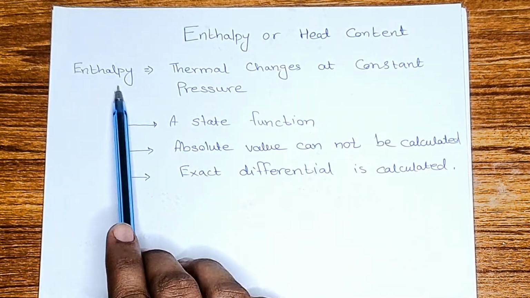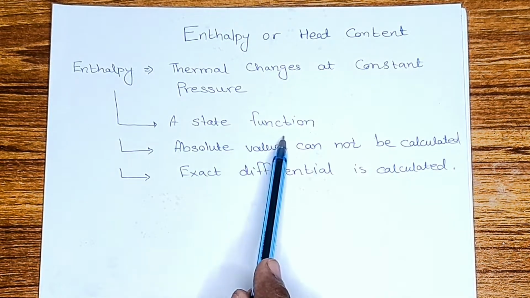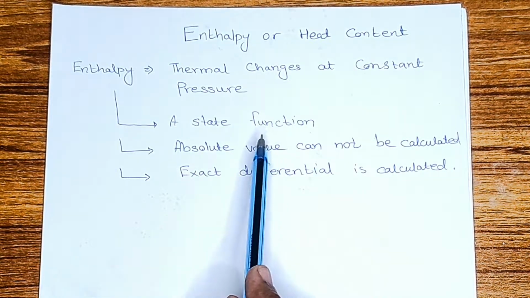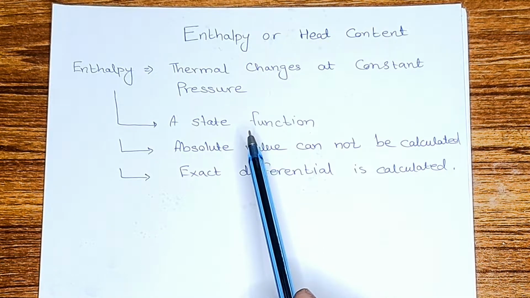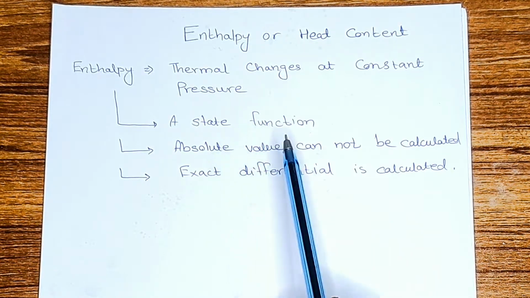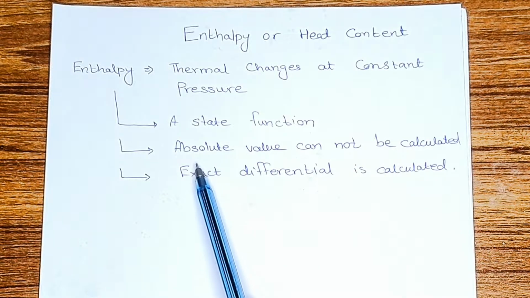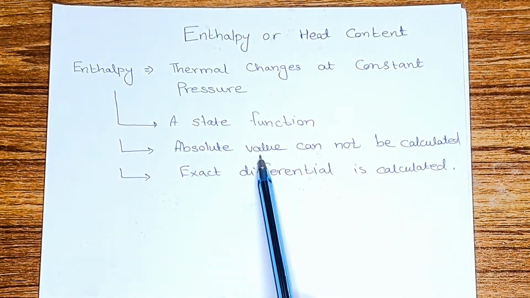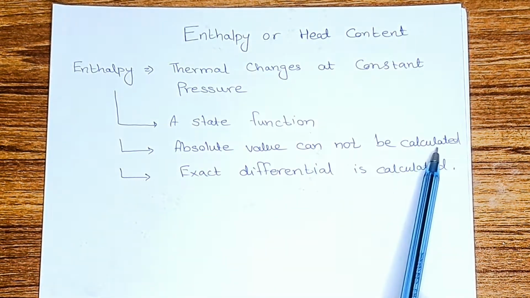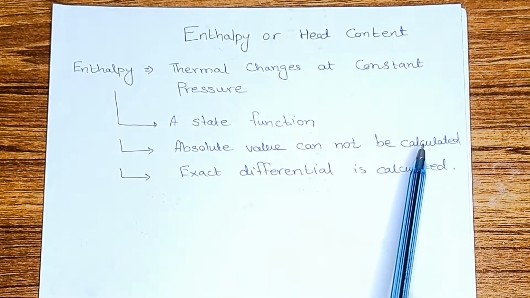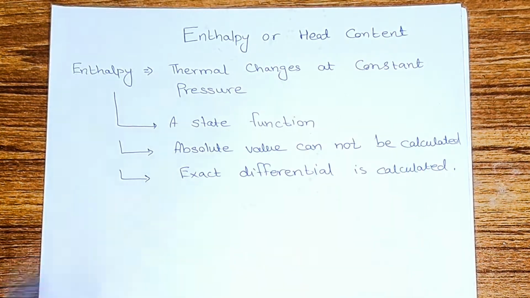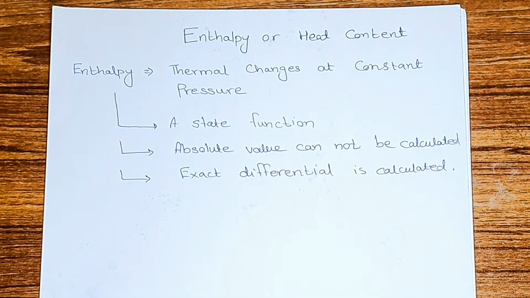Secondly, enthalpy is a state function. What does it mean to be a state function? It means that enthalpy depends only on the initial and the final value. Enthalpy is independent of how it has achieved the final state. So, the absolute value of enthalpy cannot be calculated. You can only calculate the change in enthalpy, that is delta H.